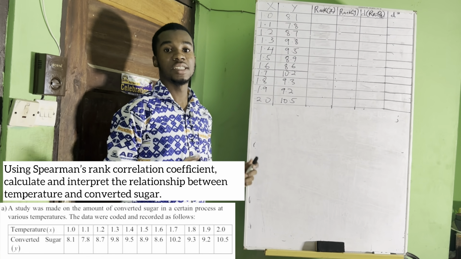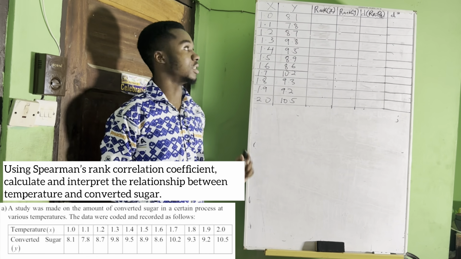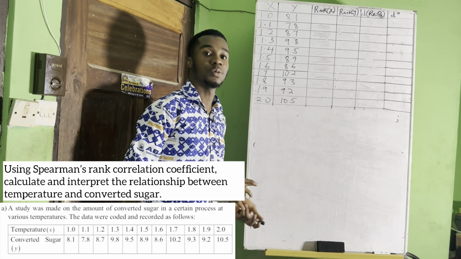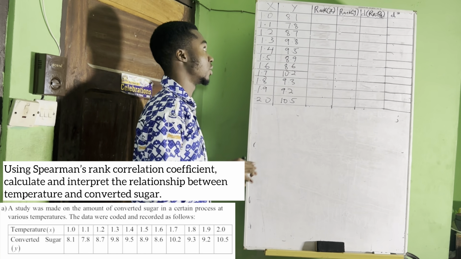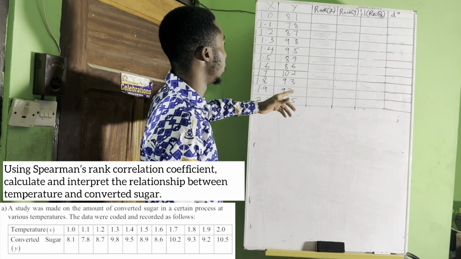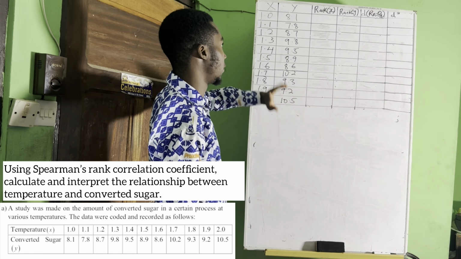So I repeat, if you see Spearman's rank correlation coefficient, this is how you do it. This is only for Spearman's rank correlation coefficient. The first one we did is Pearson, you get it, but this is Spearman. So for Spearman's rank correlation coefficient, you write your x values, which have already been given to you in the question. Then write your y values too, which have already been given to you.